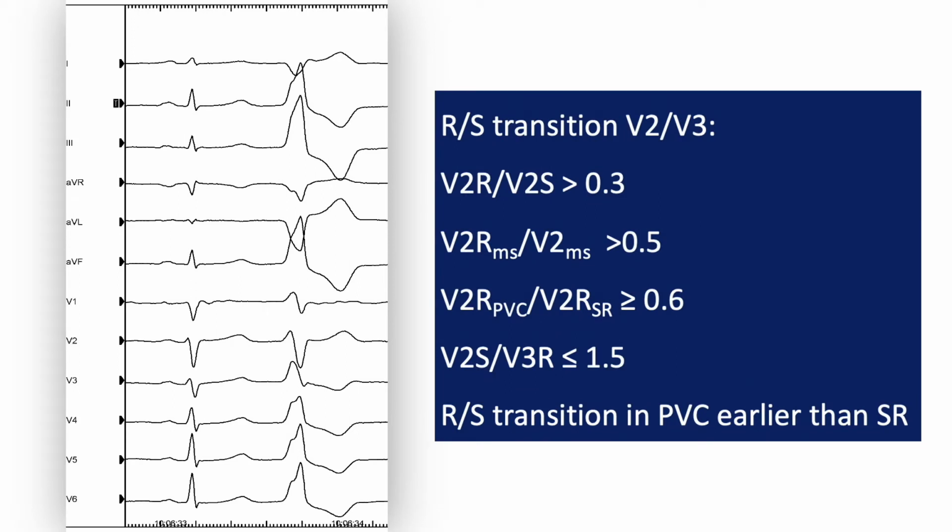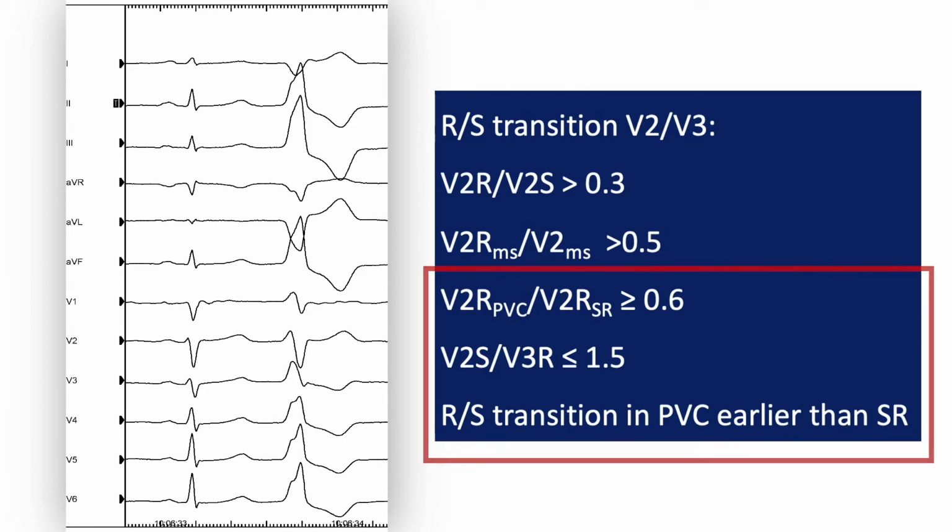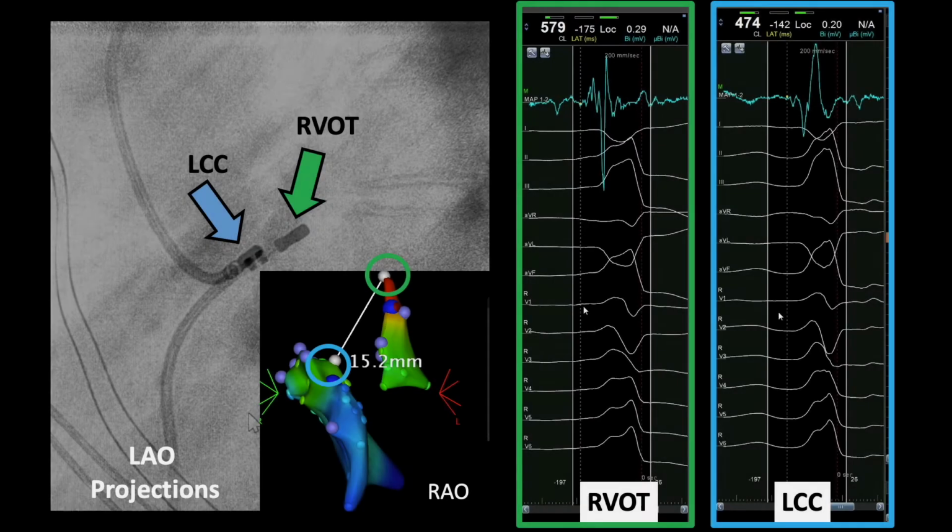So the first point is the location of ECG electrodes, of course, which were standard and correct in this case. The so-called fat R wave in V1 and V2 and the negative QRS in lead 1 suggest an origin from the left coronary cusp. Even if we ignore these findings, among 5 different criteria for differentiating left from right outflow tract PVCs in patients with RS transition between V2 and V3, the last 3 also suggest the same origin for the clinical PVC. The blue color shows the earliest point in the left coronary cusp.